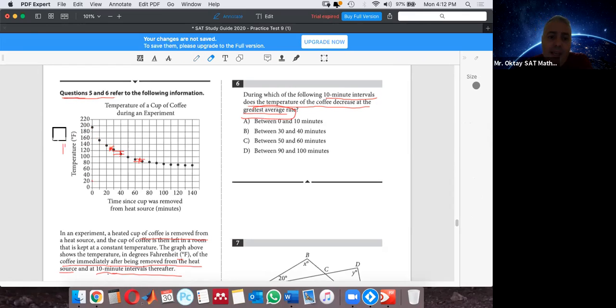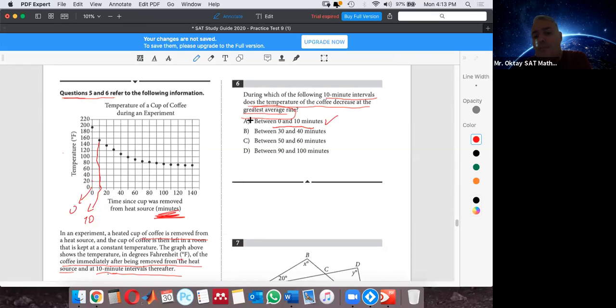So where is it? It is from 0 to 10. By the way, I said seconds, but it is minutes. So from 0 to 10. So simple a question, no calculation. If you wish, we can calculate. How can we calculate? Delta y over delta x.